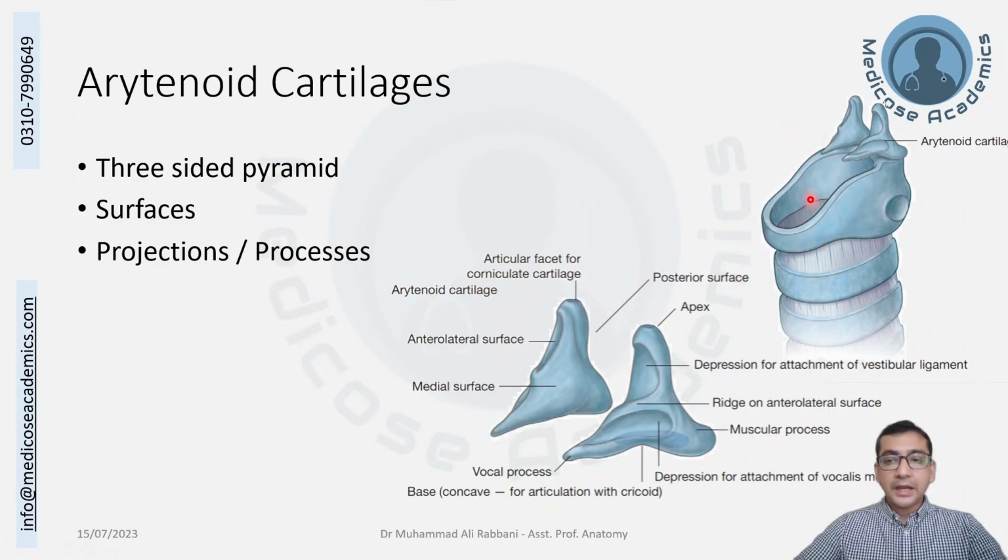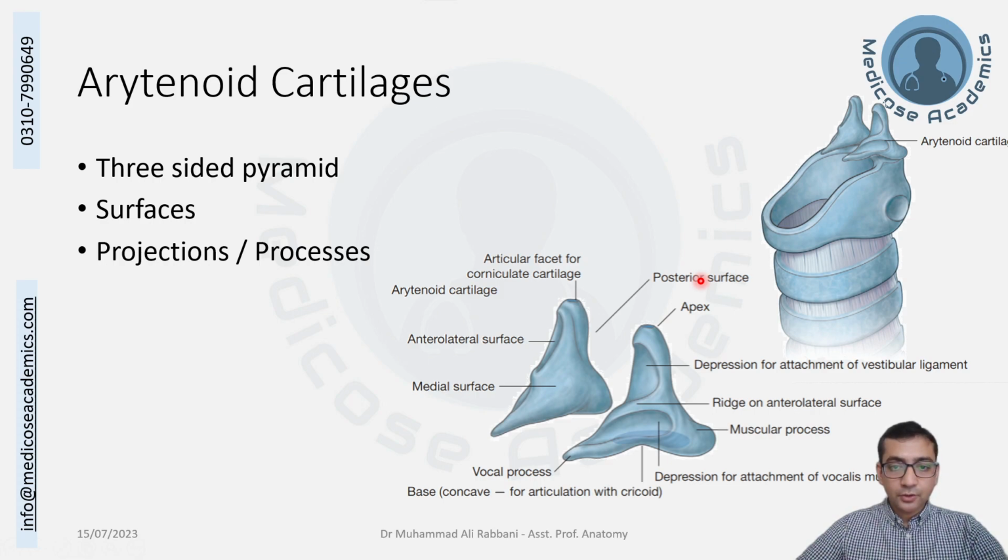Arytenoid cartilage, it's a pyramid shaped cartilage. It is a three-sided pyramid. Its inferior surface is the one that is lying on the top of the cricoid cartilage. It will have three projections: the one that is on the top apex, the one that is on the anterior aspect, and the one that is raised on the posterolateral aspect. The one that is on the top is known as the apex. It gives the placement for the corniculate cartilage.